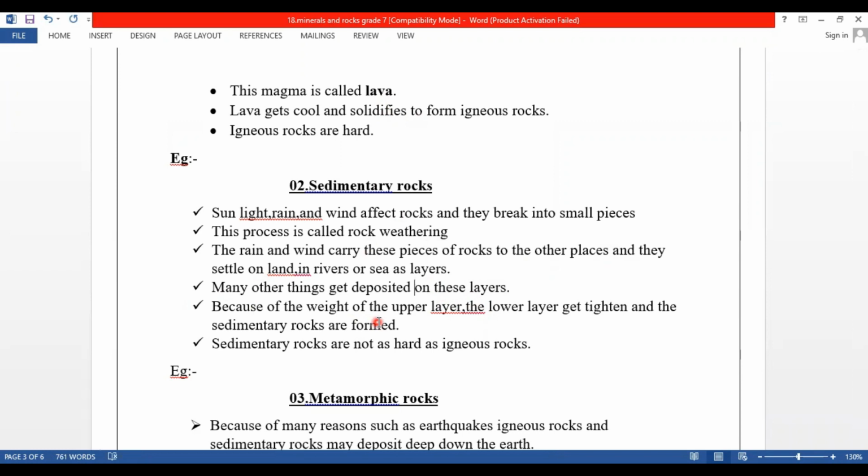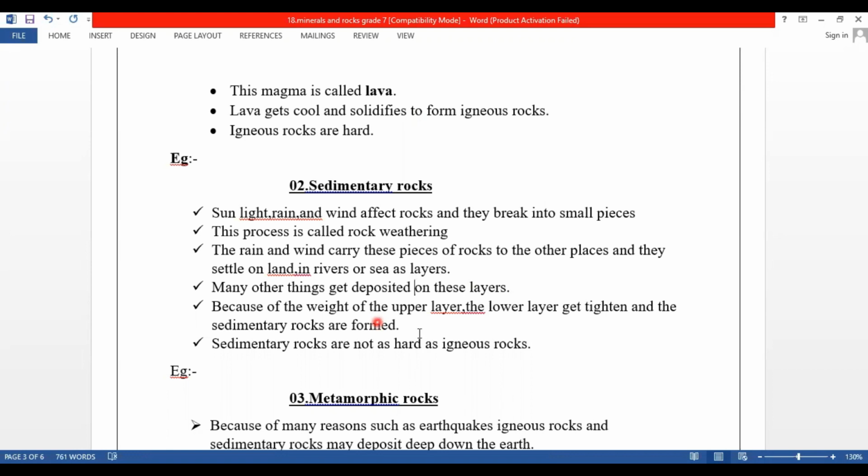Likewise, those things are also depositing on these rock layers because of the weight of the upper layer. Then so many things are depositing on the rock layers. So because of the weight of the upper layer, the lower layer gets tightened and the sedimentary rocks are formed. Tighten means tada වෙනවා. The lower rock layer becomes very tight and the sedimentary rocks are formed.